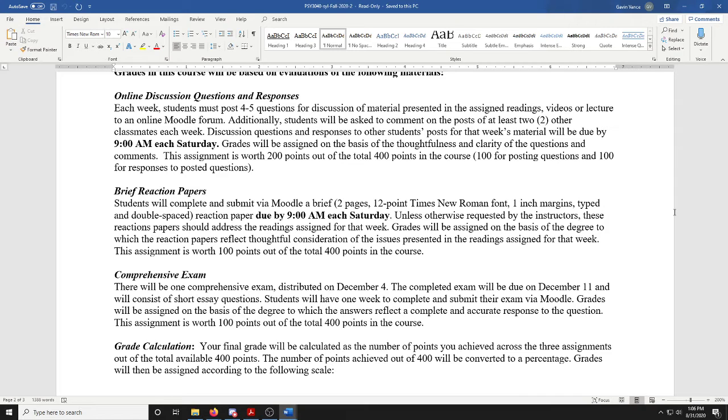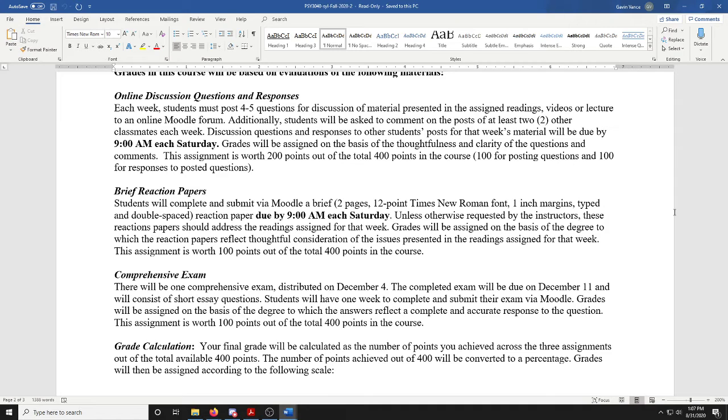The brief reaction papers are 2-page, double-spaced papers. Typed, obviously. You're not going to scan it in. You're going to type it and submit the document, 2 double-spaced pages, through Moodle. We've actually given you some parameters there: 12-point Times New Roman font, 1-inch margins. That's just so people don't make it tiny because they can't get to the point, or use 8-point or 20-point font and have written one sentence.